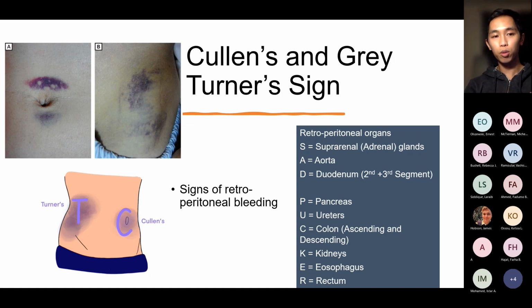Now, when I say which organs or structures can bleed retroperitoneally, there is a mnemonic called SAD PUCKER, which is just a way of remembering which organs or structures lie behind the peritoneum. Things like the colon, the aorta, the ureters. Everyone will get a copy of these slides, so you can go through that mnemonic in your own time.